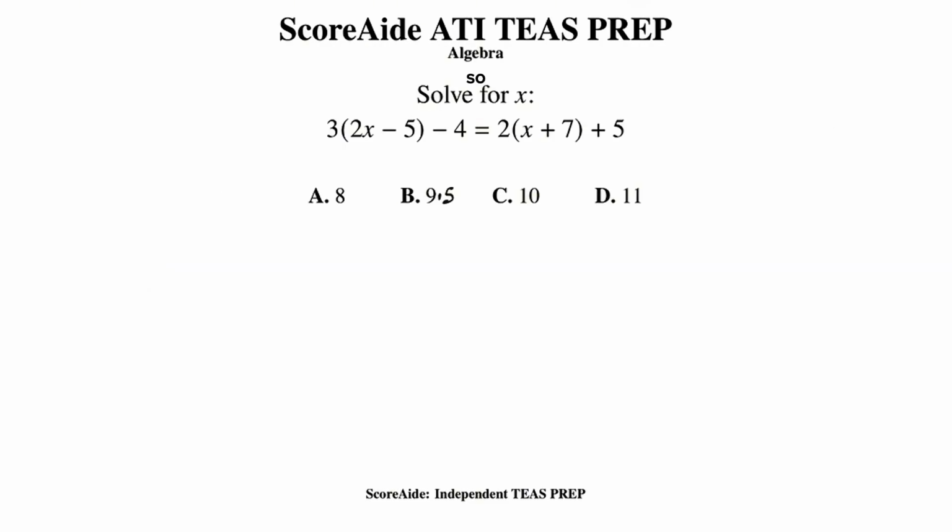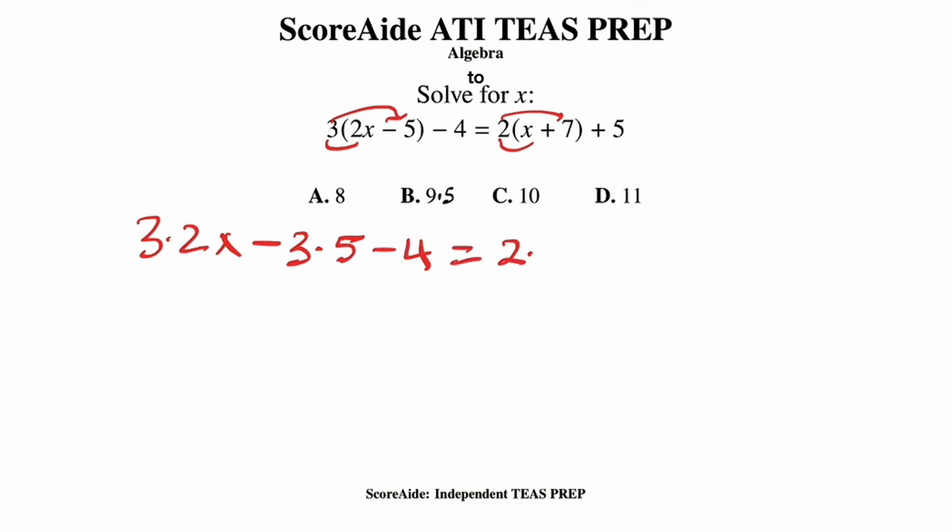Solve for x. So we have this equation. All we have to do here is distribute, right? We bring x there, we distribute 3 into this parenthesis, distribute 2 into that parenthesis, right? So when we do that, we're going to have 3 times 2x minus 3 times 5 minus 4, which is equal to 2 times x plus 2 times 7 plus 5, right?